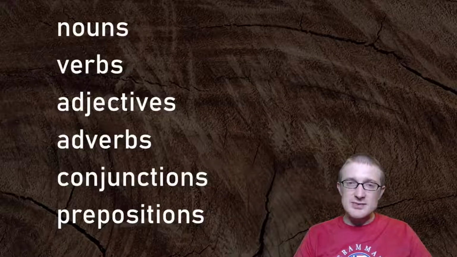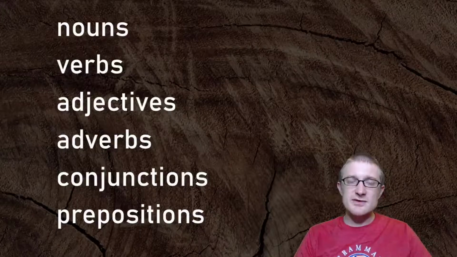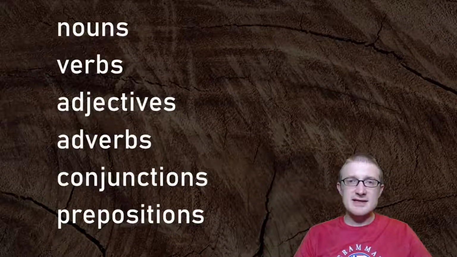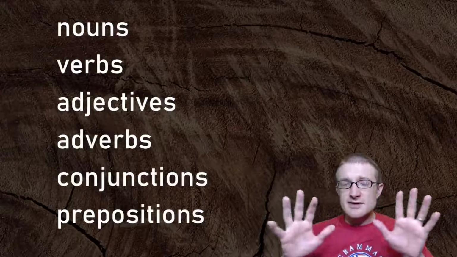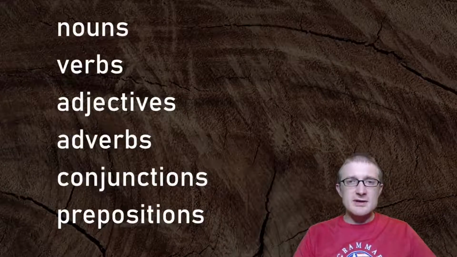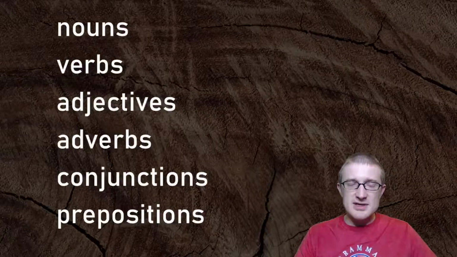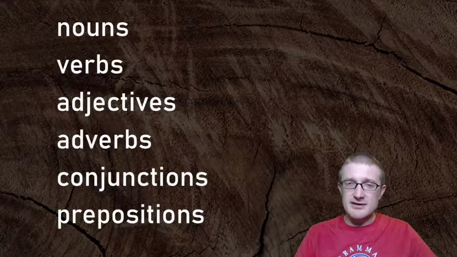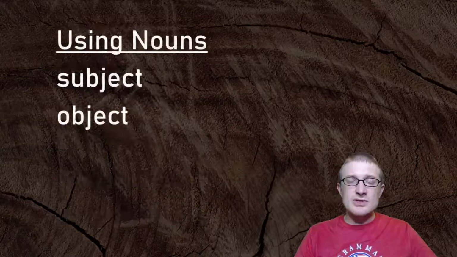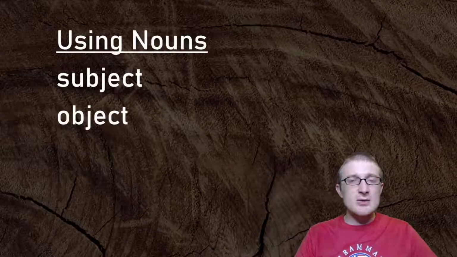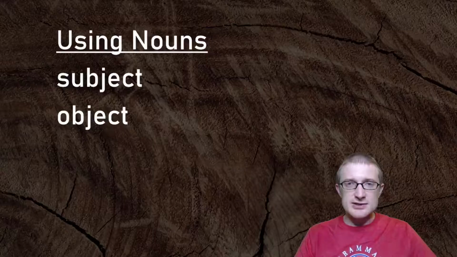Now, we did look at nouns before. Nouns are words for people, places, and things, the stuff in the universe around us. Now, there are idea words that are also nouns, but we'll talk about that in a later video. We're going to look at how we use nouns in English.